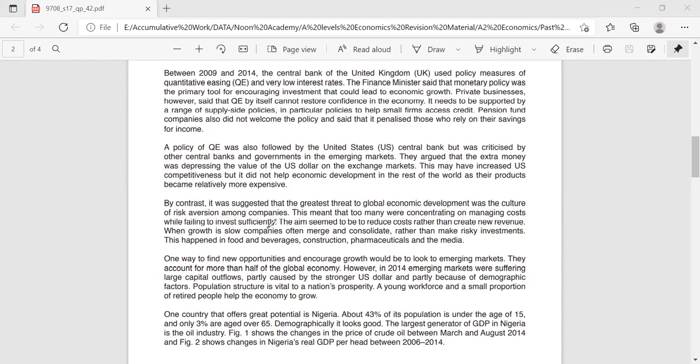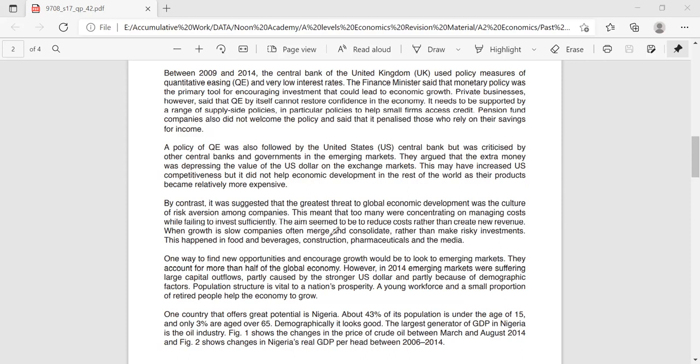What were companies doing across the globe? So companies were trying to manage costs. They were trying to cut their costs rather than to invest. The aim seemed to be to reduce cost rather than create new revenue, right? So instead of companies focusing on investing in new projects and generating more revenue, they were trying to cut their cost. Right? When growth is slow, companies often merge and consolidate.